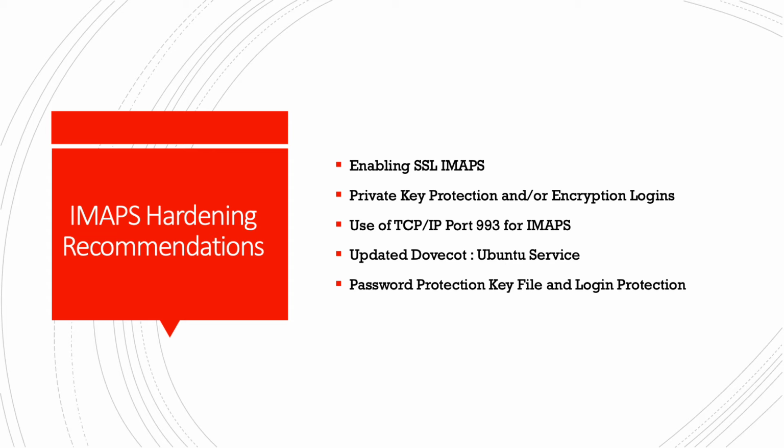There's also the use of private key protection and encrypted logins, which is really good for users to have, so that things are always kept in check with the certificate key and protection. As we said earlier, you want to use TCP/IP port 993 for IMAPS, the S. Also, keep Dovecot continuously updated on your Ubuntu servers and OS. Always make sure it's updated.